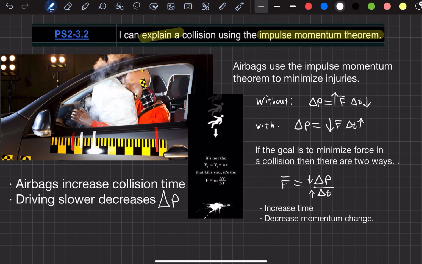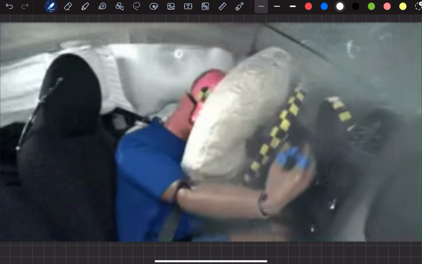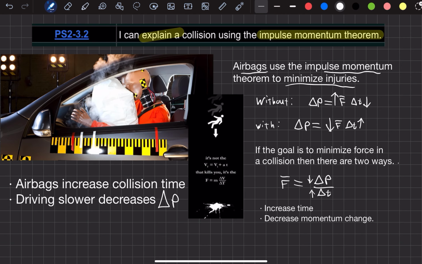We're going to discuss this using the idea of a car crash. Specifically, a car crash with an airbag. The idea behind airbags is they use the impulse momentum theorem to minimize injuries. I mean, that's the whole point of an airbag. You're trying to minimize injuries. How is it that an airbag minimizes injuries? A lot of students like to say, oh, it's because it spreads out the force.